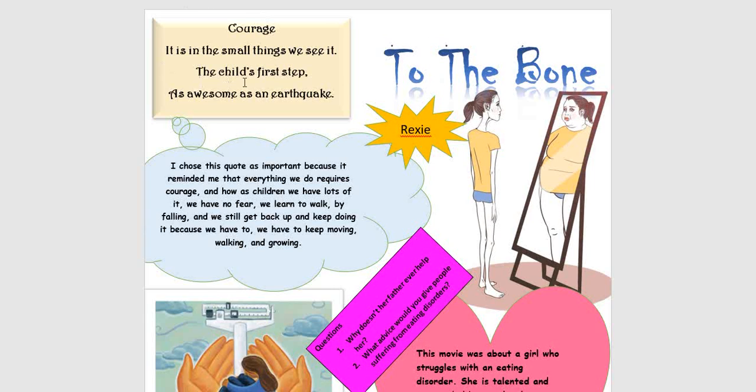Secondly, you're going to include a quote. A quote you're going to cite from the story, or in this case, I cited from the movie. This quote was used in the movie, and when I heard it, it really caught my attention and I liked it. So I included it in this one-pager. The quote says, "Courage. It is in the small things we see it. The child's first step, as awesome as an earthquake."